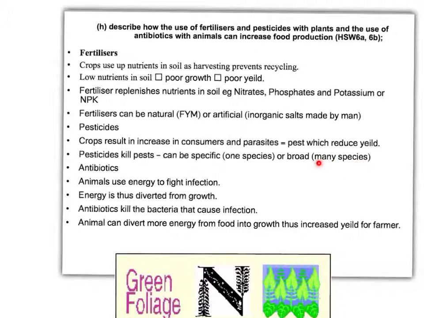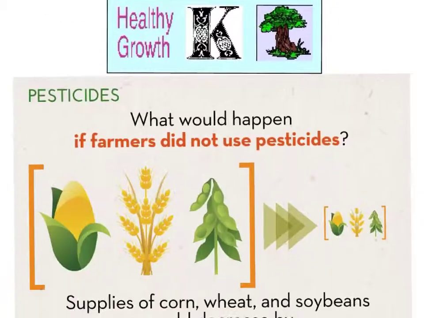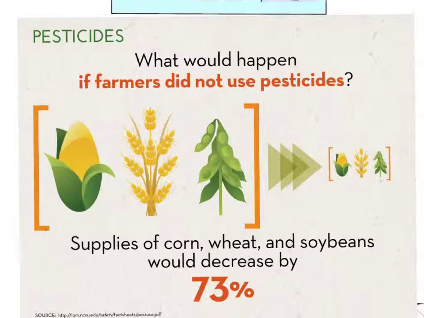Now, these are hugely important. Obviously there's a big lobby against pesticides, or for producing organic food and so on, but here's an interesting statistic: if farmers didn't use pesticides, the amount of food that we could produce would decrease by 73%, which would have a massive impact on trying to feed large populations of human beings. So they are hugely important.